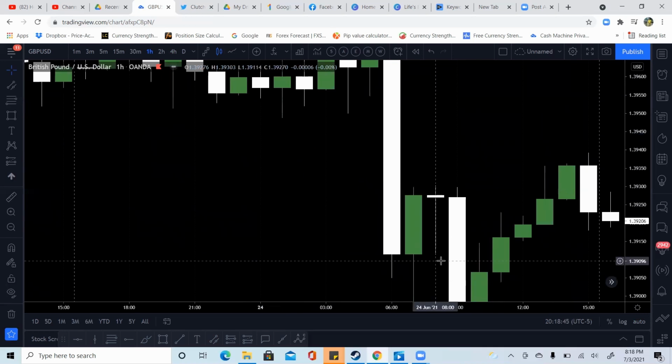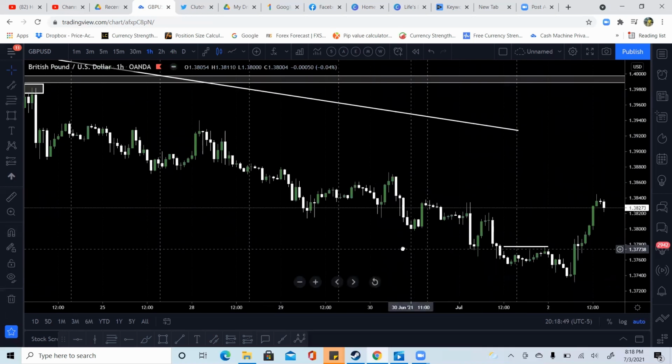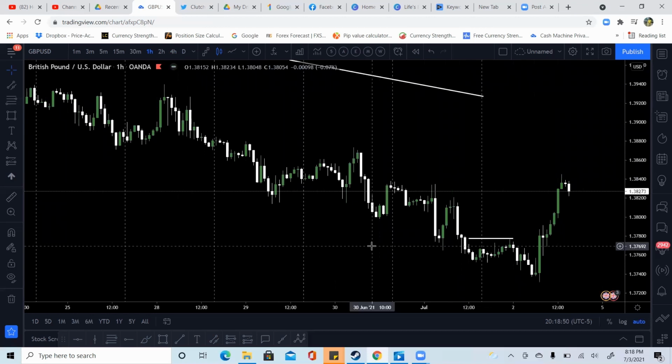So using these three levels, understanding price action, and using these three secrets will change your entire way of trading.